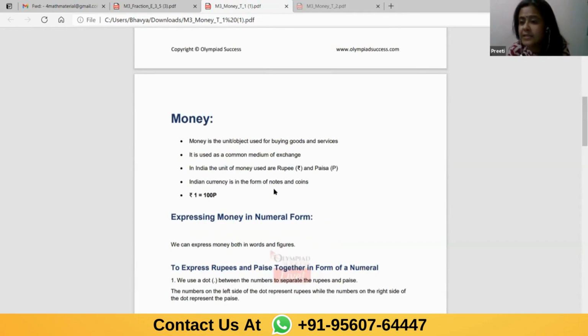And Indian currency is either in the form of notes or in the form of coins. So in coins, we use 1 rupee coin, 2 rupee coin, 5 rupee coin, 10 rupee coin, and now there is a new coin in India, which is a 20 rupee coin. Have you seen that? Yes, ma'am, I've seen that 20 rupee coin.